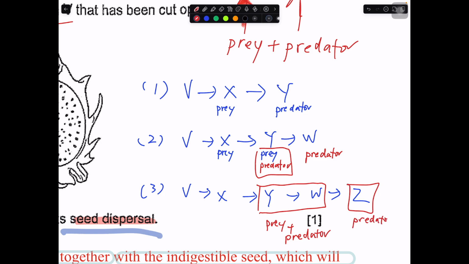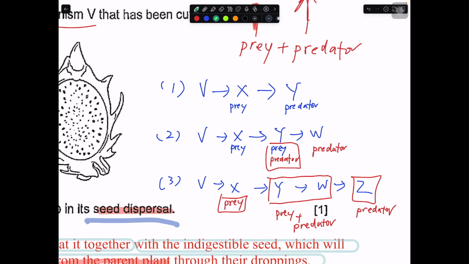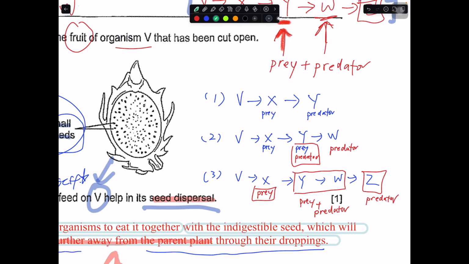Then X will always be your prey. And this is actually how you derive it. And of course, if you add one more organism at the end, let's say you have A, then Z will also be your prey and predator, so on and so forth. So you can see how this whole picture works, how you derive the prey and predator when you add on the organism at the end of the food chain.